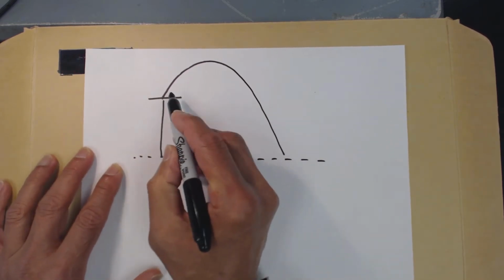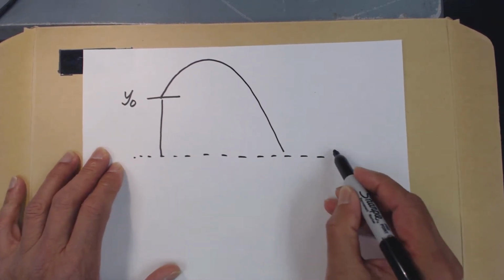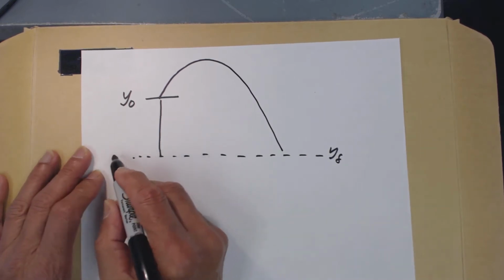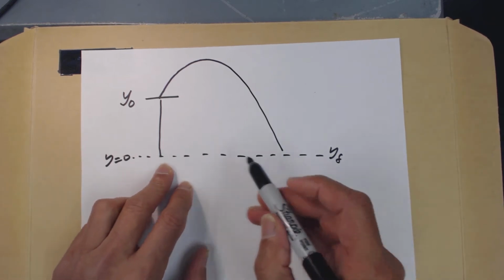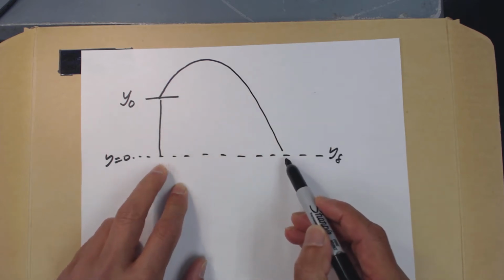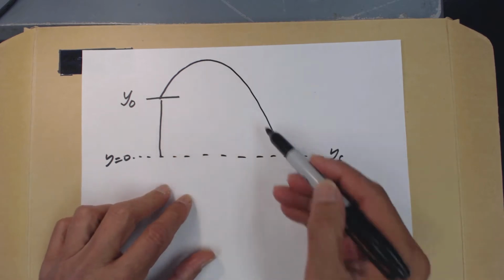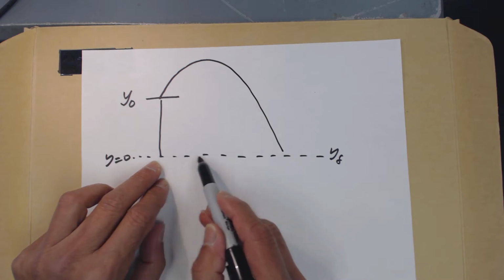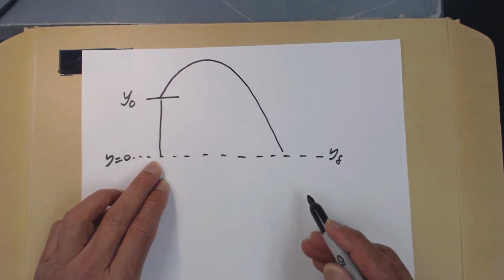The diver starts from here, so I'm going to call this y0. And this is the final level. Y final is the level of the water, so I'll say this is y equal to 0 level. In this case, the diver starts at a higher point and comes down at a lower point. But it's a projectile motion. As the diver goes up and down, the diver is also moving forward away from its starting launching position to the right.